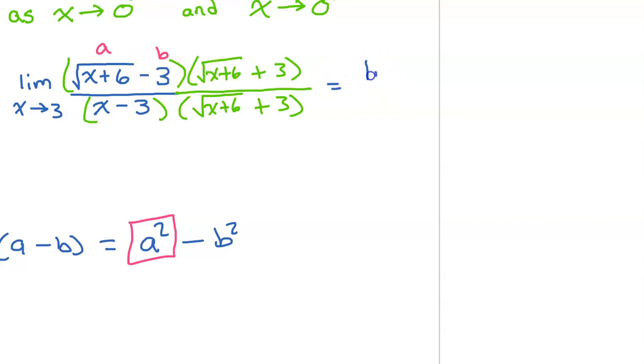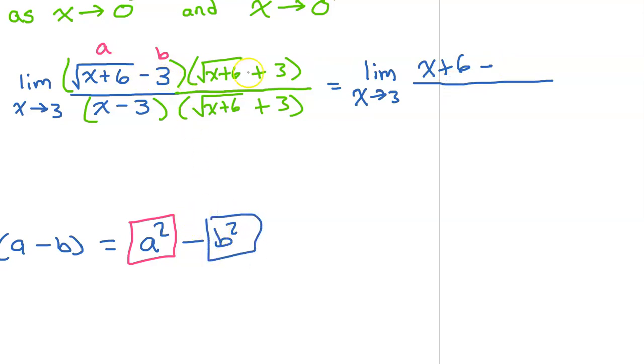okay, let me rewrite the limit part. So we still have the limit as x approaches 3 of. But right here, I'm going to put a squared minus b squared. A squared is just going to be x plus 6 because the radical goes away. Okay, now I'm going to do the minus b squared part. Well, b squared is just going to be 9.